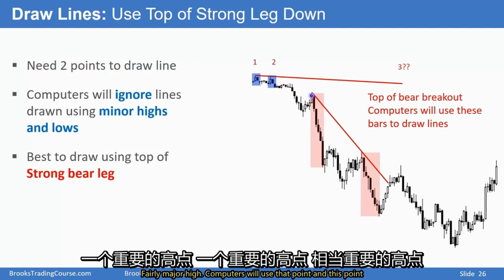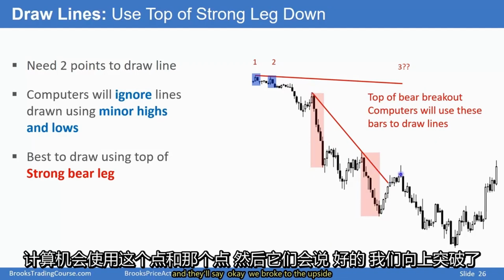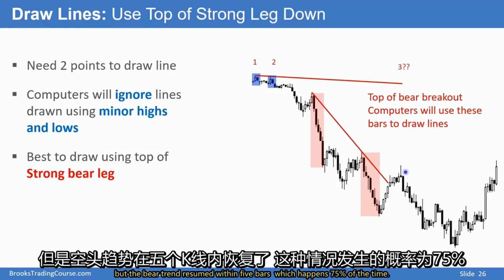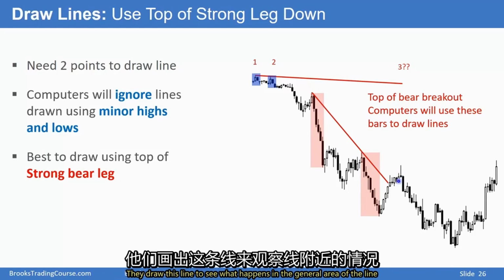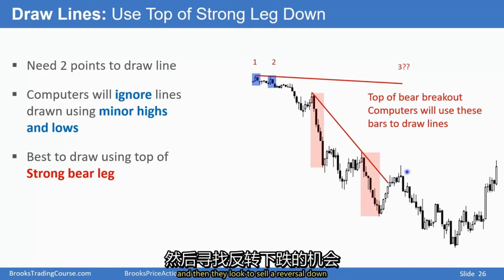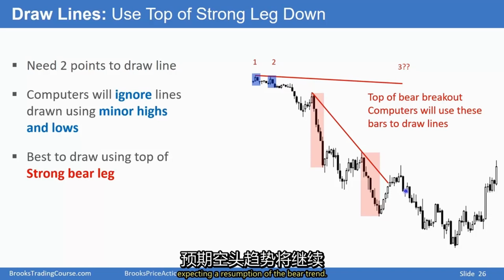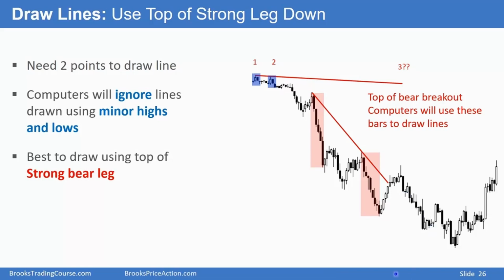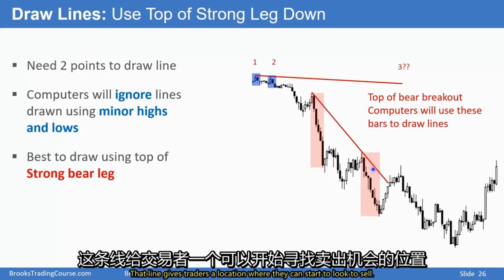Computers will use that point and this point, and they'll say, okay, we broke to the upside, but the bear trend resumed within 5 bars, which happens 75% of the time. They draw this line to see what happens in the general area of the line, and then they look to sell a reversal down, expecting a resumption of the bear trend. That line gives traders a location where they can start to look to sell.